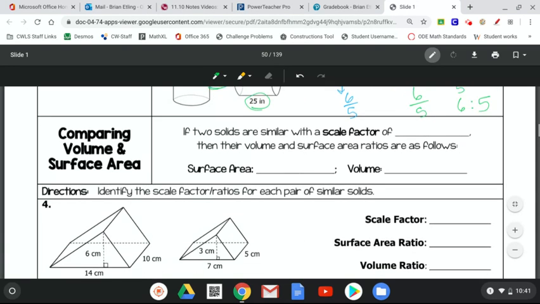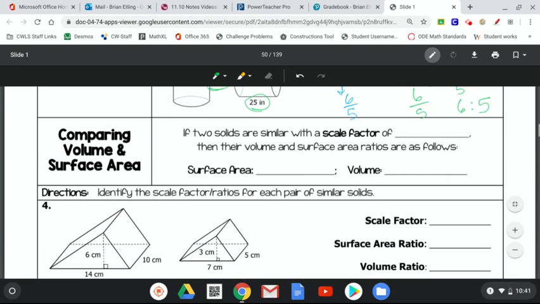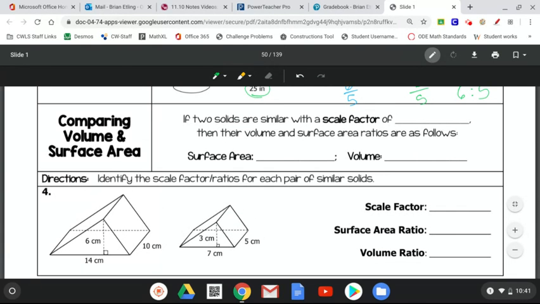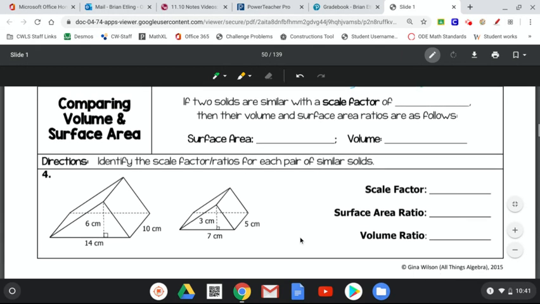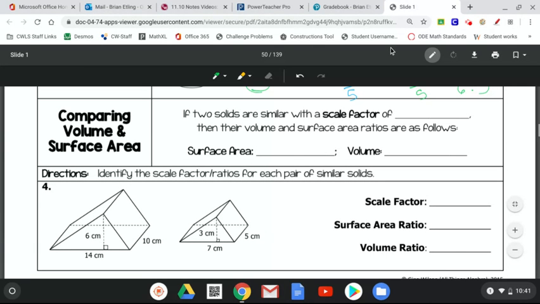All right, guys. So it looks like we are going to run out of time here on this video. So we'll pick up the next video with comparing volume and surface area.